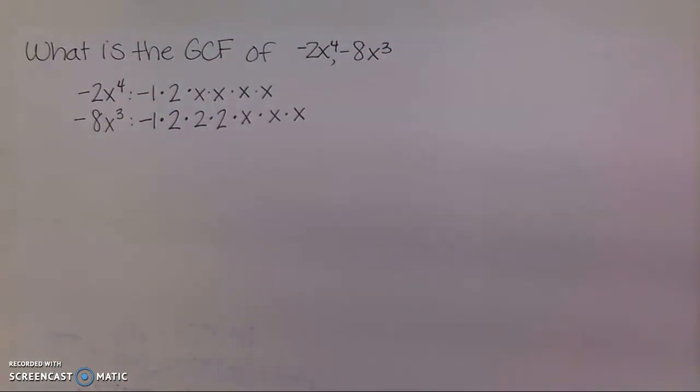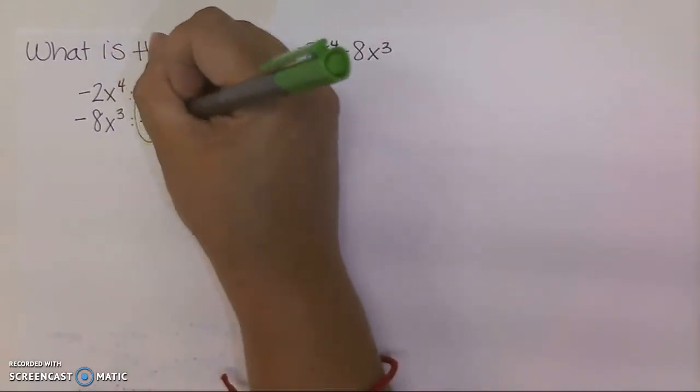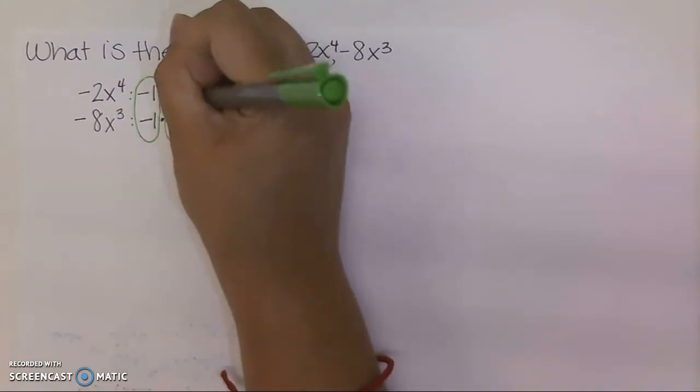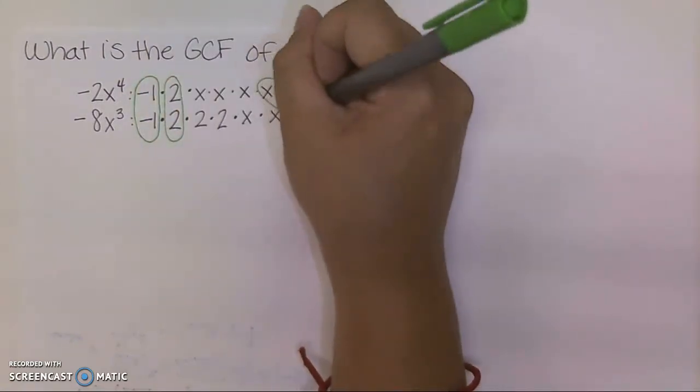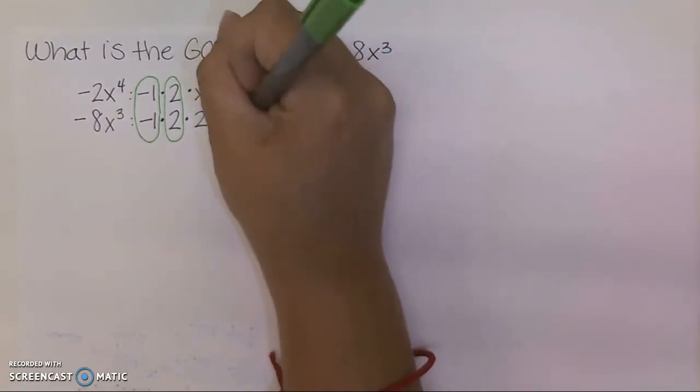Now that I have the prime factorization of each term, I can figure out what the GCF is by circling everything that they have in common. Only the things they have in common, I'm going to circle. So -1, they both have one of those. They both have a 2. They both have 1, 2, 3 x's. Okay?